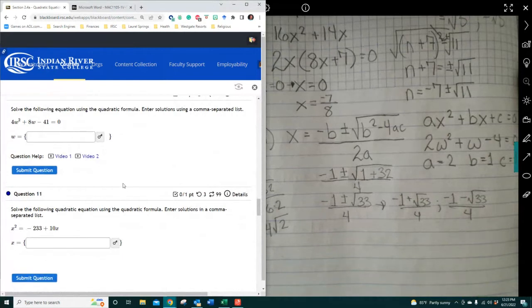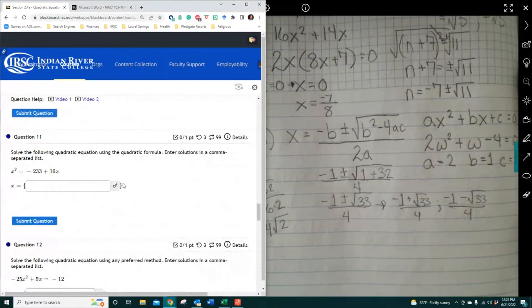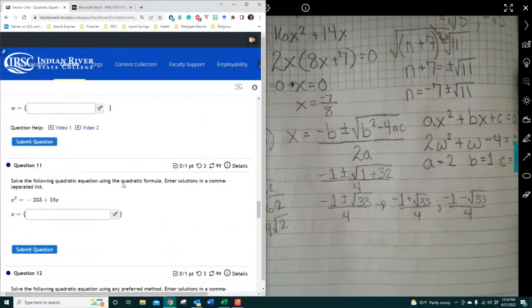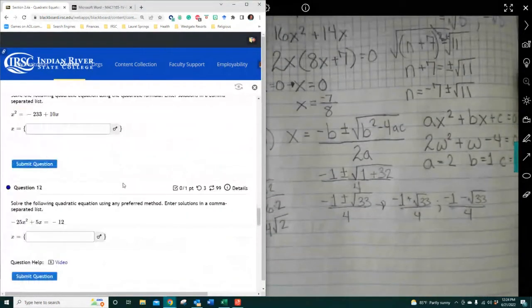All right, now, does either one of you need me to go over another question regarding the quadratic formula? Thank you, Monica. All right. Now, I'm going to go ahead and look at this one. All right, great. Alana's good too. All right, I appreciate that, ladies.